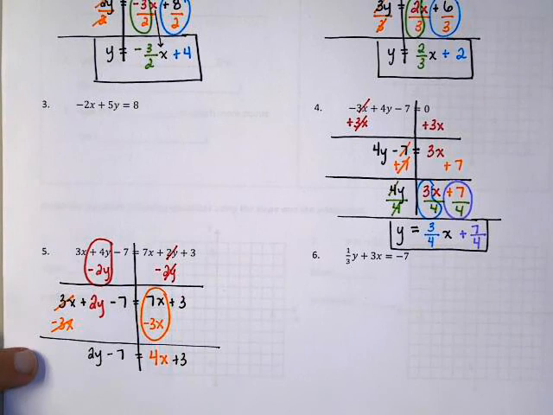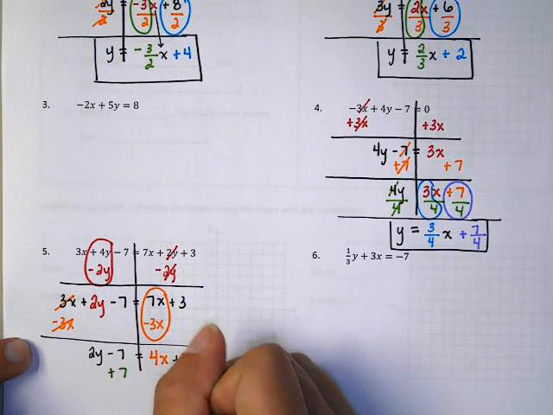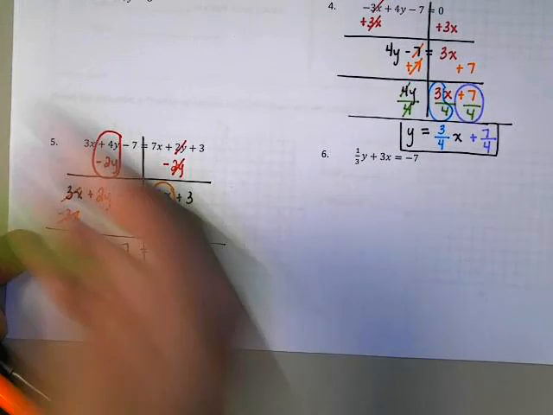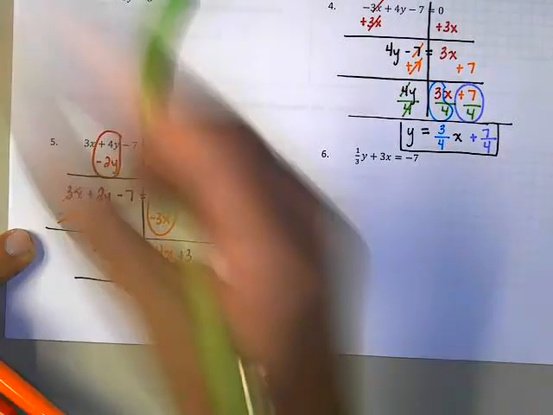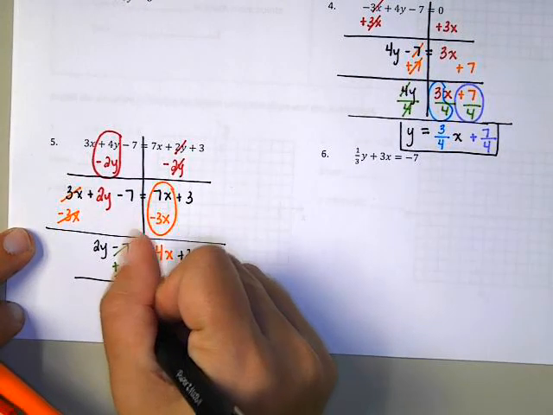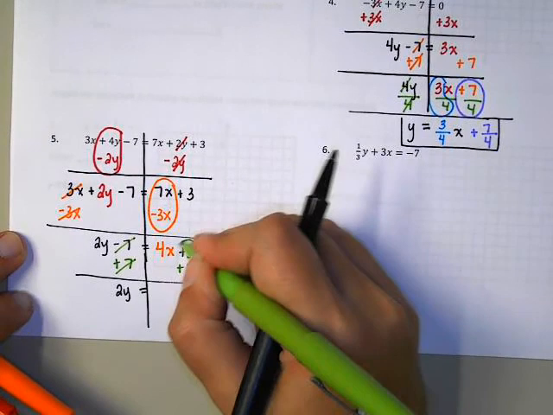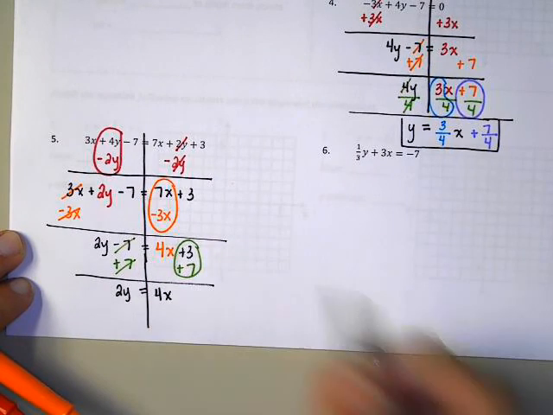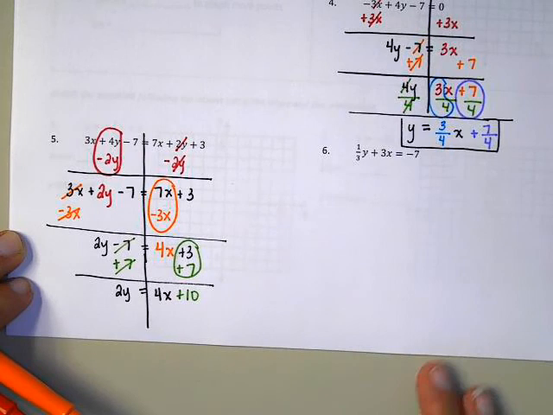Next, I'm going to need to get rid of that 7. So I'm going to add 7 on both sides. Now when I do that, the 7's cancel on the left, so I just have 2y equals, now I'm going to combine the 3 and the 7. 3 plus 7 is 10, but I'm going to keep the 4x first. It's really important that the term with x is first here. And then I'm going to write plus 10.